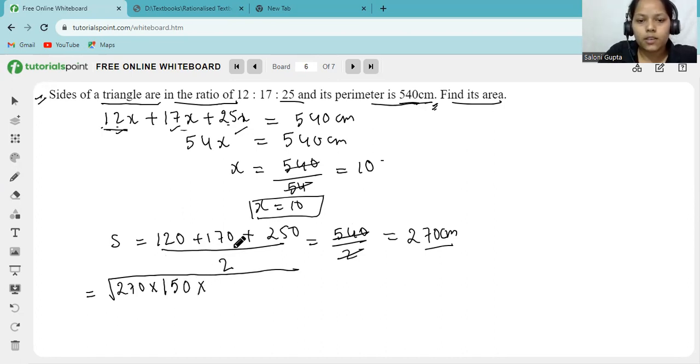Okay, so 150. Then this is 170. So if you subtract it, you will get 100. Then if you subtract this 250 from 270, you will get 20. Right, so this we have got.